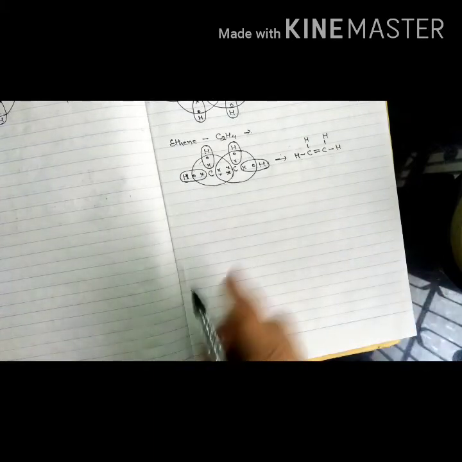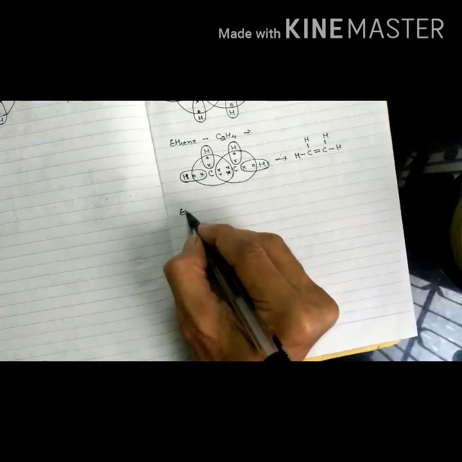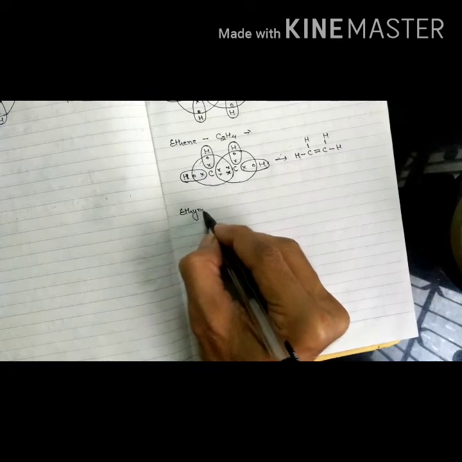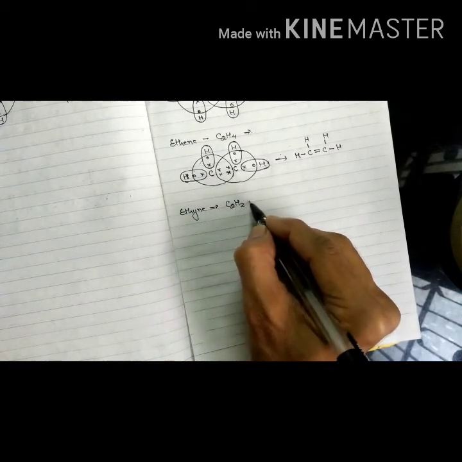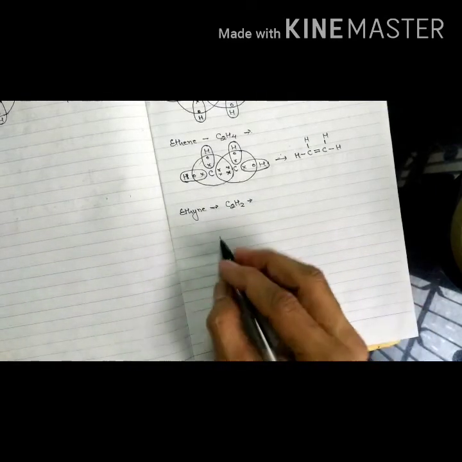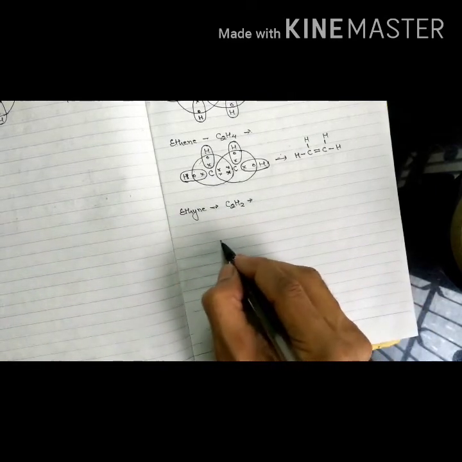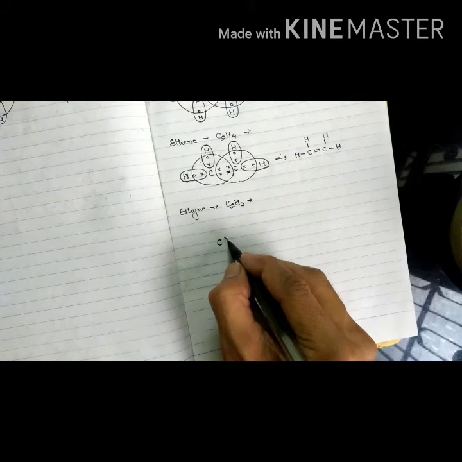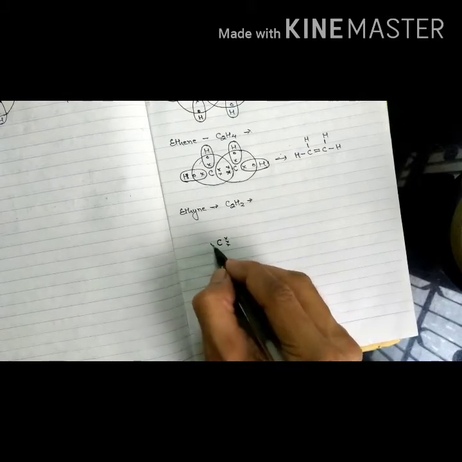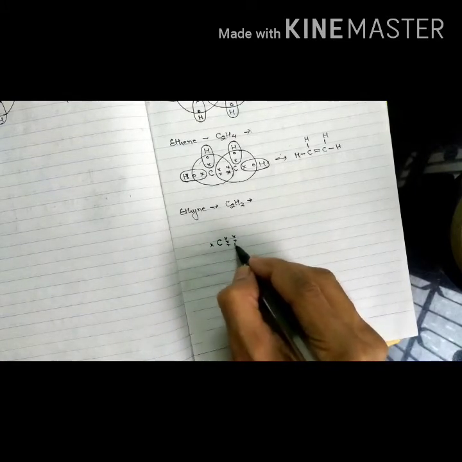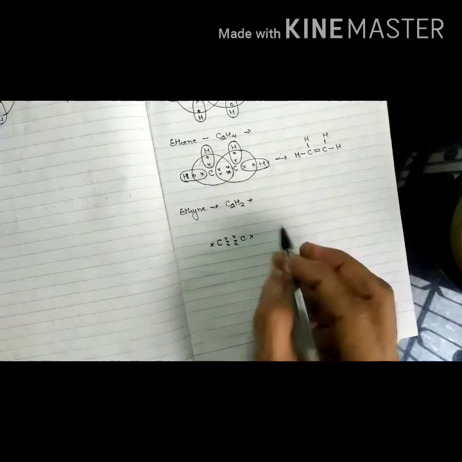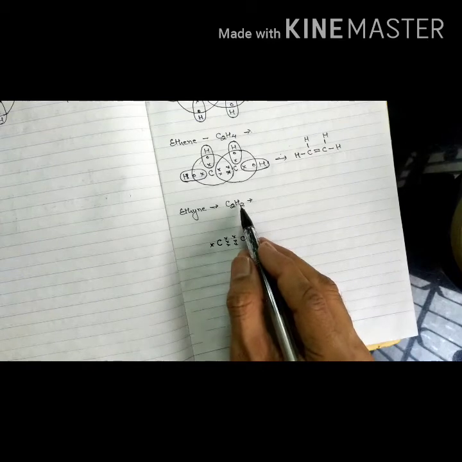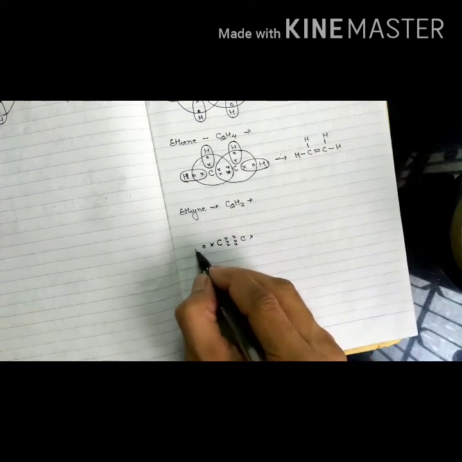Now the third one, ethyne, C2H2. This is also unsaturated. First carbon with 4 electrons. Second carbon is also with 4 electrons. Each carbon will have only 1 hydrogen.